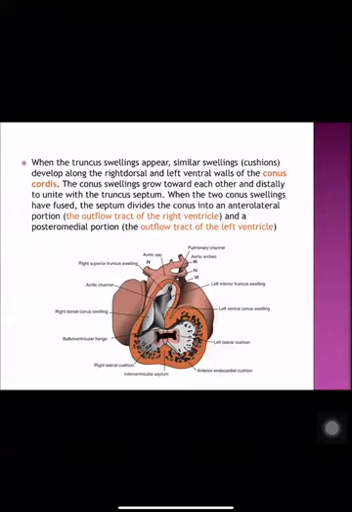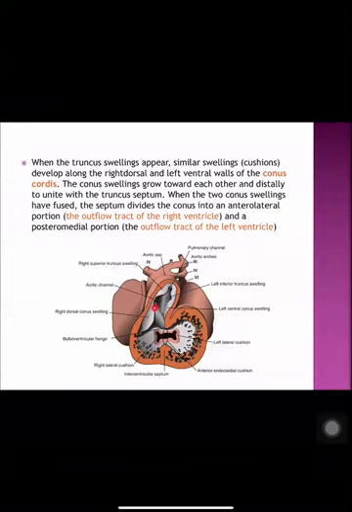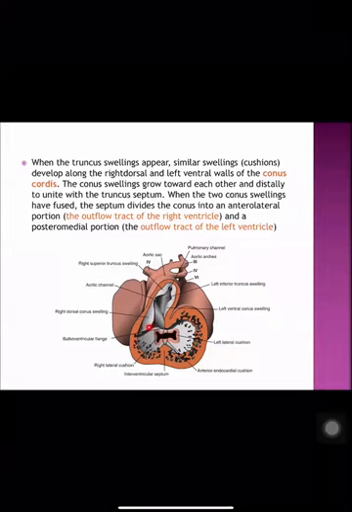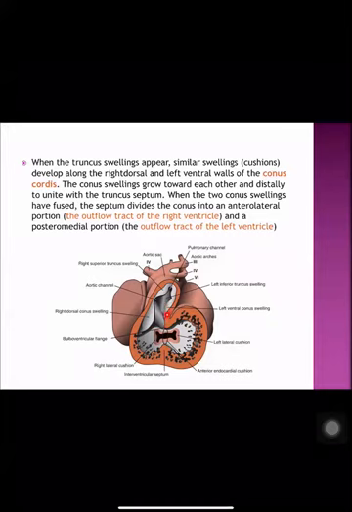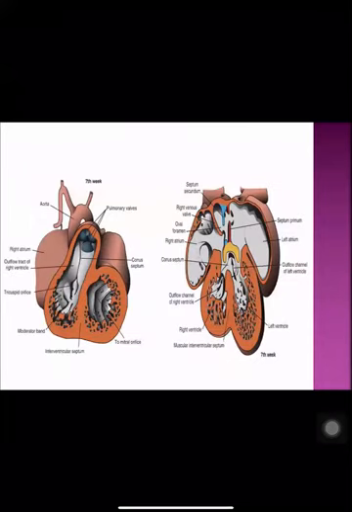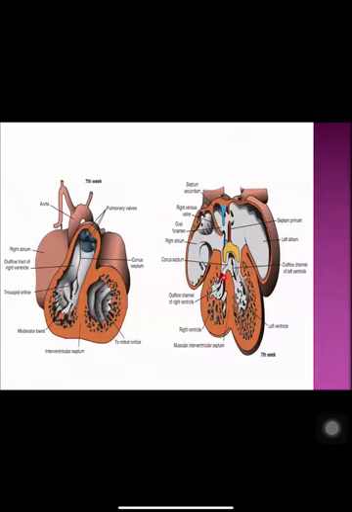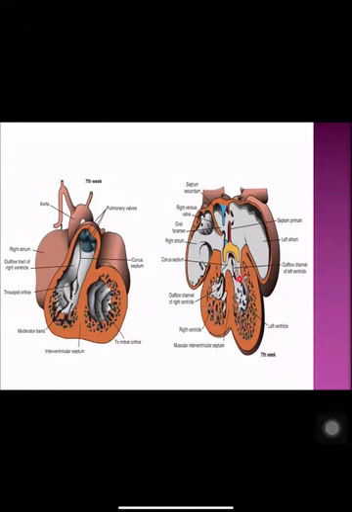Now, while we have formation of the truncus swelling, we will have a similar swelling that will appear in the conus. That is the right dorsal one and the left ventral one. With time, these will go toward each other and fuse with each other, so they will divide the conus into two parts. One is the anterior lateral part that will form the outflow tract for the right ventricle, and one, the posterior medial part that will form the outflow tract for the left ventricle.